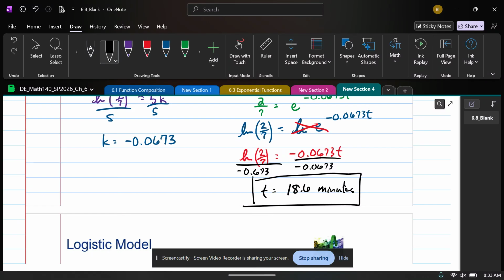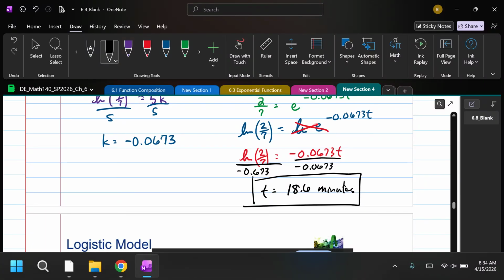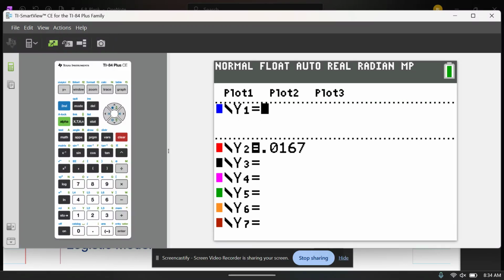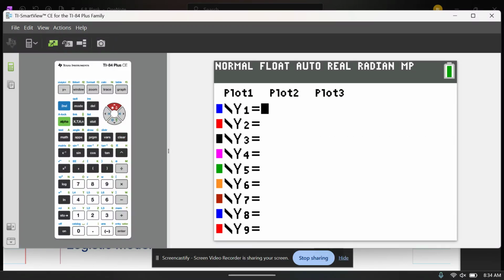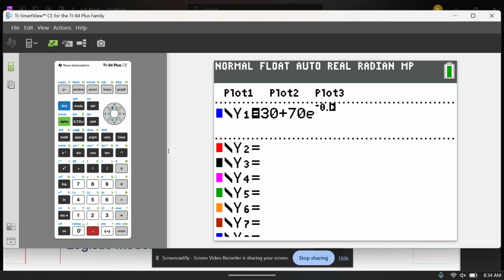It says in B part, use the graphing utility. So we did all this manually, which is absolutely a fine way to do it, and it's how I actually prefer to do it. But we can actually do this with the calculator too, using the same skills that we used earlier. So I'm going to type in the equation into my y equals menu. So I've got 30 plus 70 e to the negative 0.0673, and then instead of t, I'm putting x.